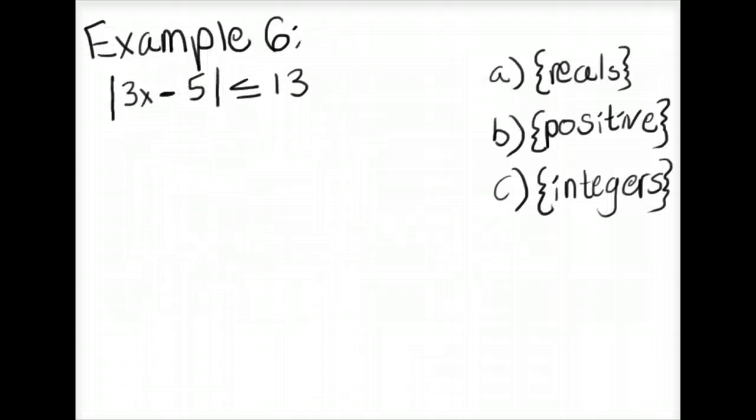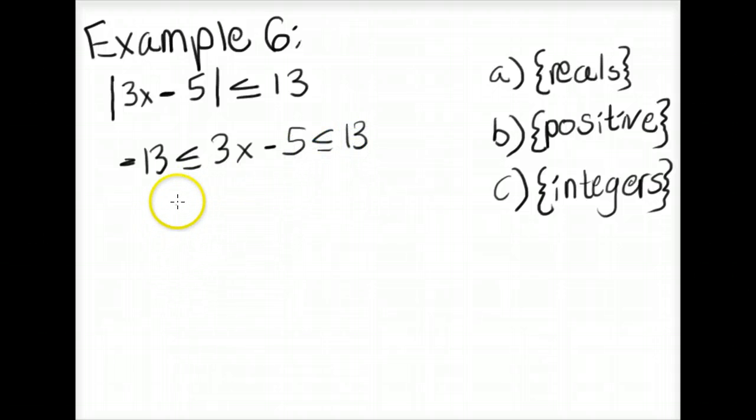So this last example deals with absolute value and inequalities, now with restricted domains. First we're going to solve this inequality, which is an absolute value inequality. They're saying that the absolute value of 3x minus 5 has to be less than or equal to 13. We can say that 3x minus 5 is like x, and this number's absolute value has to be less than or equal to 13 units. So we can set this up as negative 13 is less than or equal to 3x minus 5, which is less than or equal to positive 13.